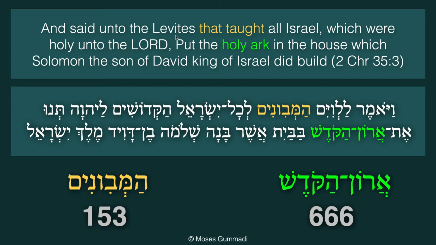Now there is another place in 2 Chronicles 35:3, and he said unto the Levites that taught all Israel. Then this is the king. I think it is Josiah. He told the Levites who taught all Israel, these guys are teachers. They teach the wisdom of the Torah to the children of Israel, which were holy unto the Lord. He told them, put the holy ark in the house which Solomon the son of David, king of Israel, built. So holy ark is Aron HaKodesh. Aron HaKodesh, 666.